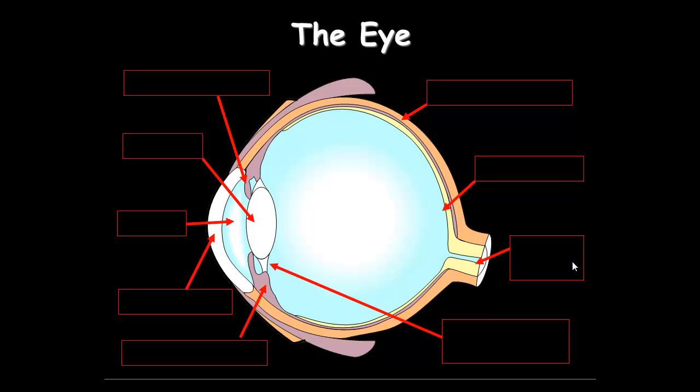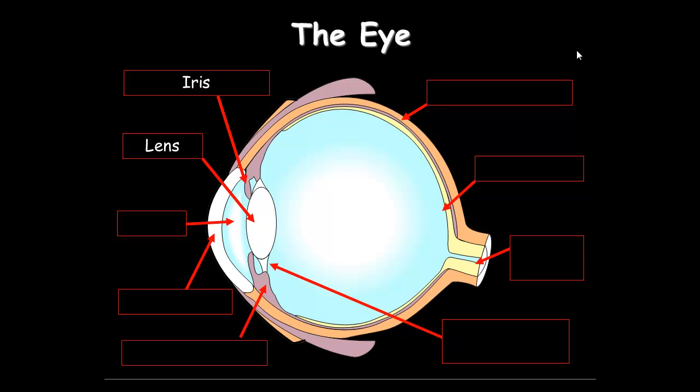So I've got a cut through of the eye. I'm going to introduce some different parts. We're going to kind of rotate around. So to start off, we have the iris. Now the iris is the muscle that opens and closes the pupil. So that's the thing which allows your eye to get larger and smaller depending on how much light is required in the eye.